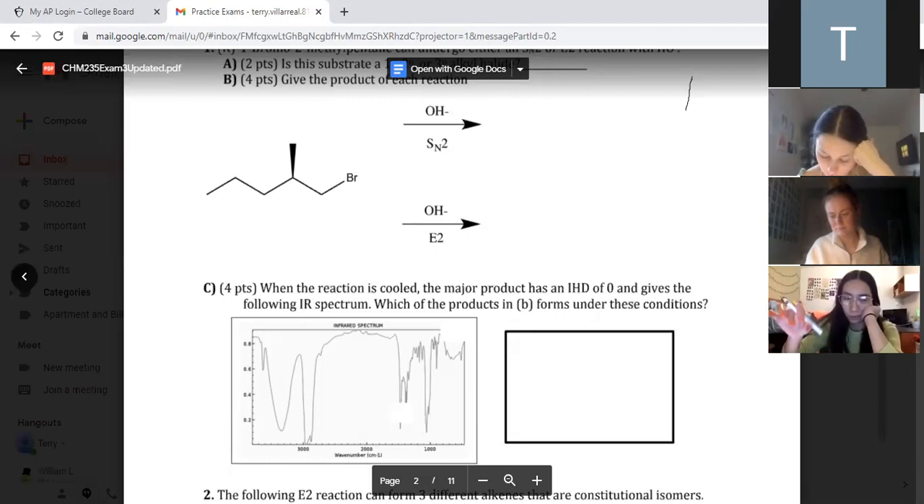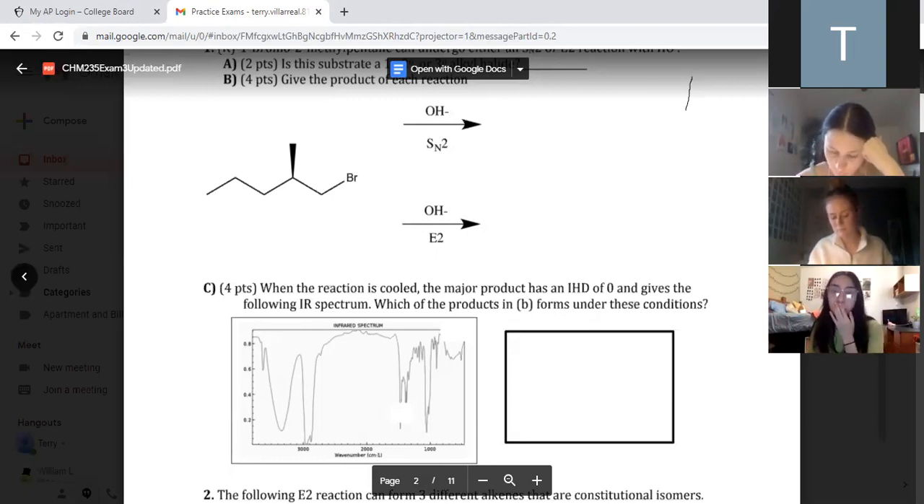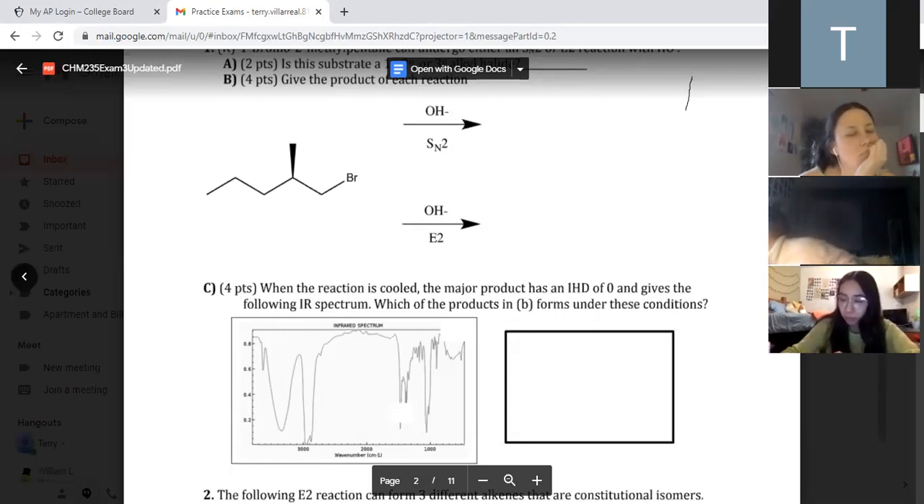The SN2. Yep. Why do you say that? Because it has 0 degrees of unsaturation, and the pi bond would give it 1 degree of unsaturation. Yep. So if you formed a double bond, you would have a degree of unsaturation of 1, right? Your SN2 doesn't have any double bonds, so that's the key indication.